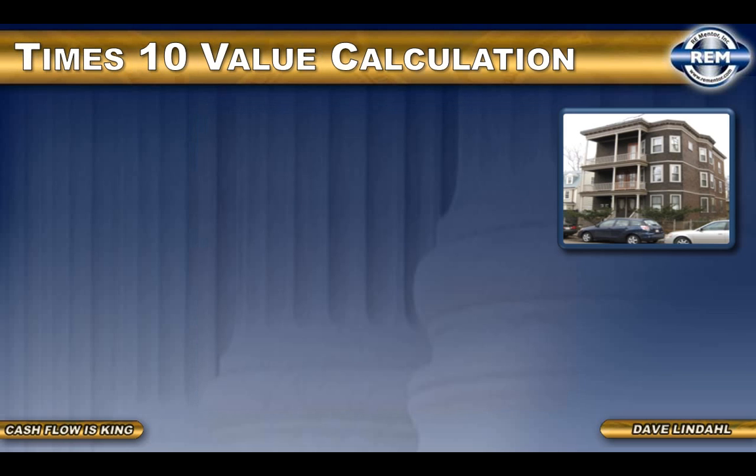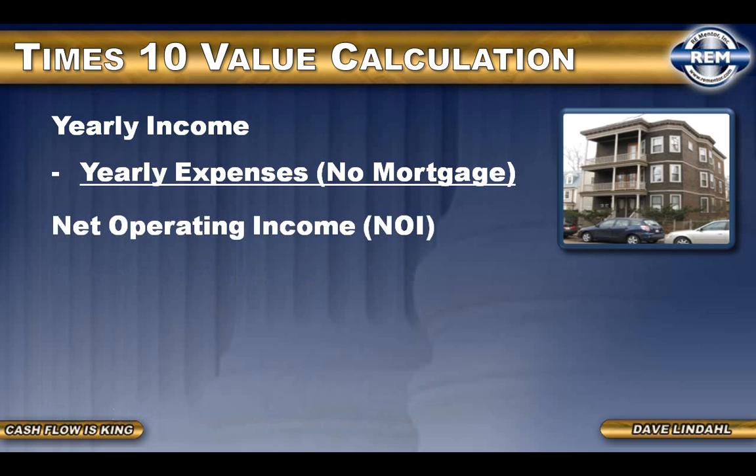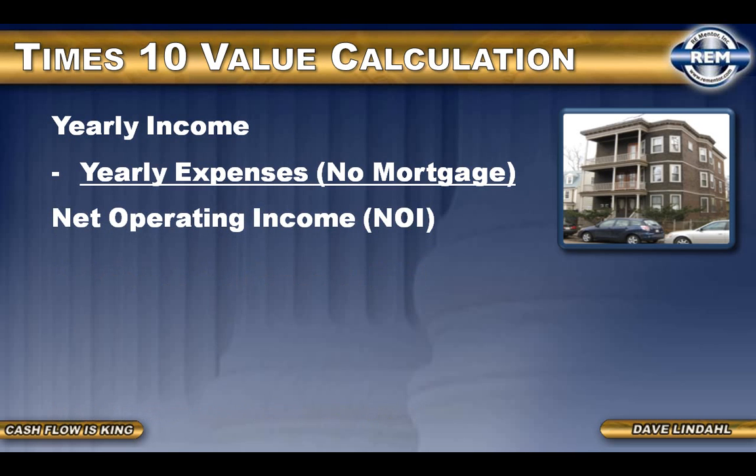The primary number that we're looking for as investors is the capitalization rate, okay? And the capitalization rate can be very confusing. So what I did is I took a very confusing number and broke it down to a very simple number so that I could understand it when I first started out, and I think this will help you as well. So I call this the times 10 valuation calculation, by the way. And what you do is you take the yearly income of the property, okay? You subtract the yearly expenses, not including the mortgage, okay? We're going to use that mortgage for something called a cash-on-cash return, and I'll explain that in a minute as well. That's going to give us our NOI, or net operating income.